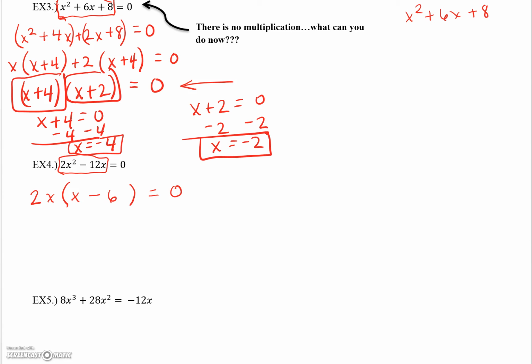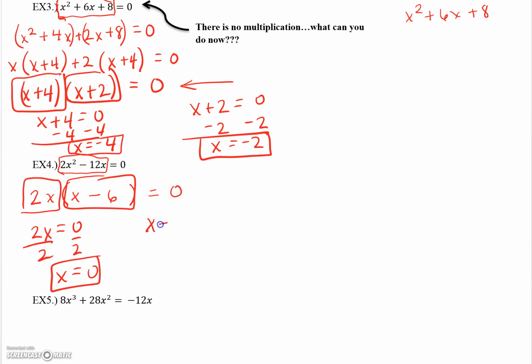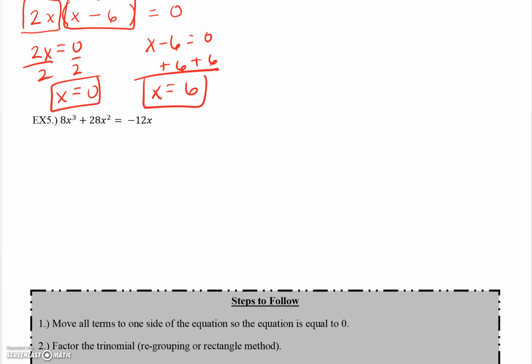We are back to the zero product property again. We have our multiplication, so I know that this could be 0, and again, I get an answer of x equals 0. Or this entire quantity here could be 0, so I'm going to add 6 to both sides and get x equals 6. So I would have two answers here. Again, it's squared, so I know I have two answers.